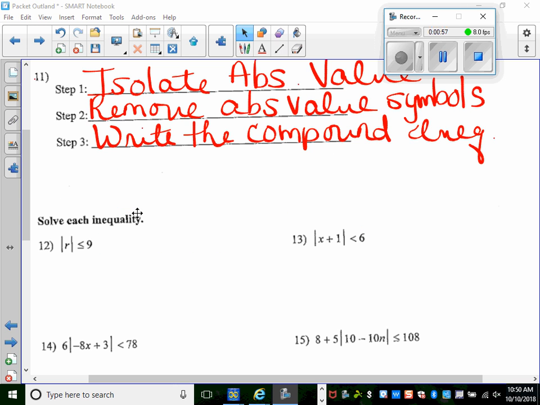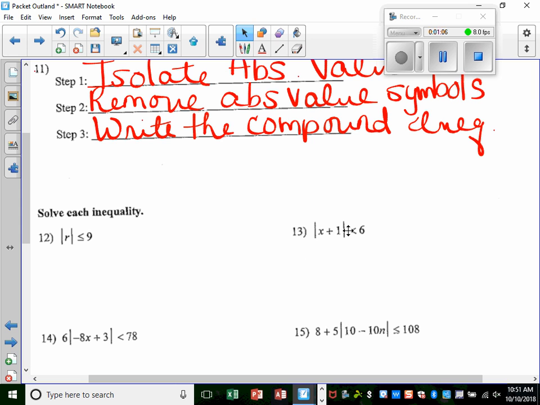I'm not going to start with number 12. I'm going to actually start with number 13, and then we'll come back and do number 12. In number 13, step 1 is actually already done because the bars are already isolated. There are no numbers outside of the bars. Step 2 says you're going to remove your absolute value symbols. So let's remove them and write the problem exactly like we see it.